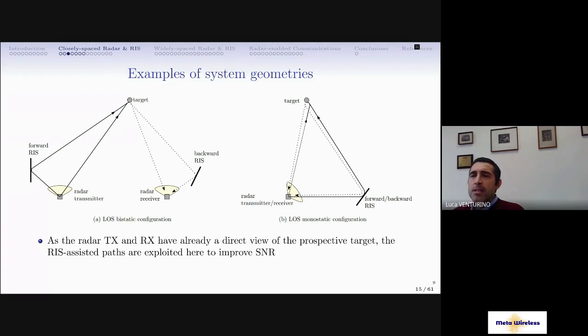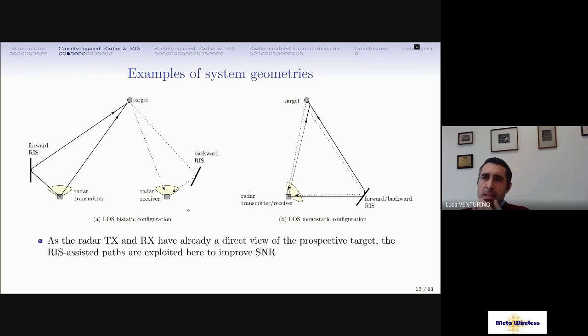In this slide, on the left side, you see an example of a bistatic configuration, whereby bistatic, I mean that the radar transmitter and the radar receiver are well separated. In this configuration, we can deploy an RIS close to the radar transmitter. We call it forward RIS. This RIS can help the radar transmitter to illuminate a prospective target. And along the same line, we can place a backward RIS in close proximity of the radar receiver in order to capture a larger amount of power radiated back from the target.